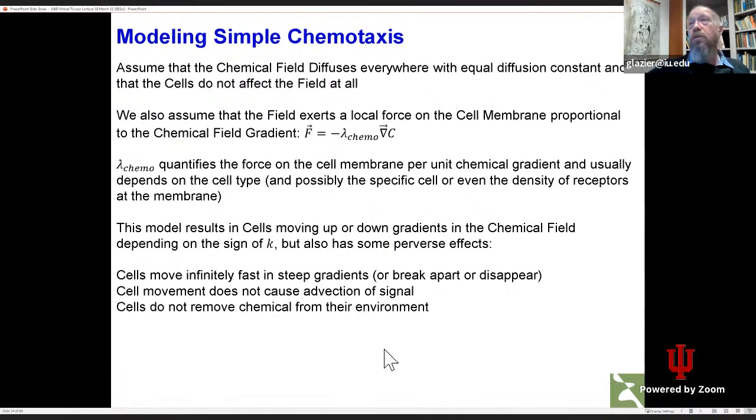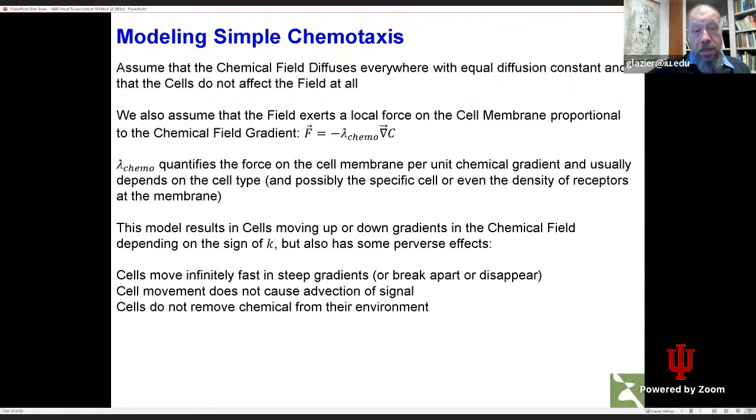So we're going to assume, to begin with, that the chemical diffuses everywhere and that the cells don't affect the field. In 2D, that's not unreasonable if you think of the cells crawling on top of something. In 3D, it can't be right because the cells are going to exclude the chemical that they're moving through. But as a first approximation, it's not too bad.